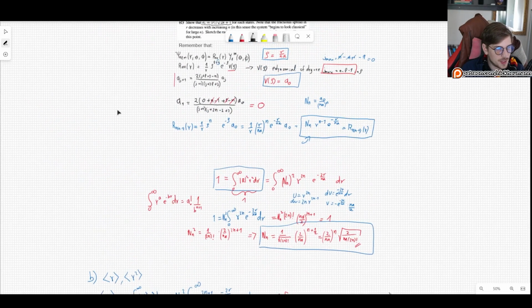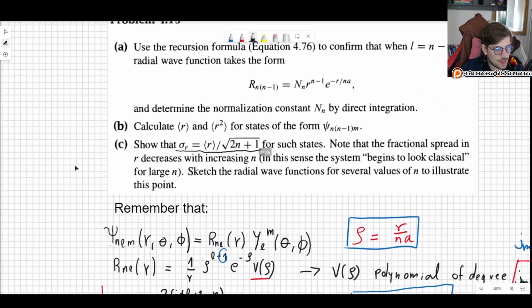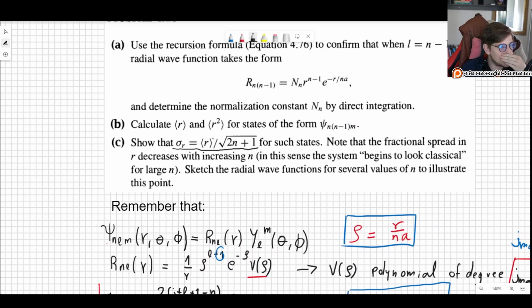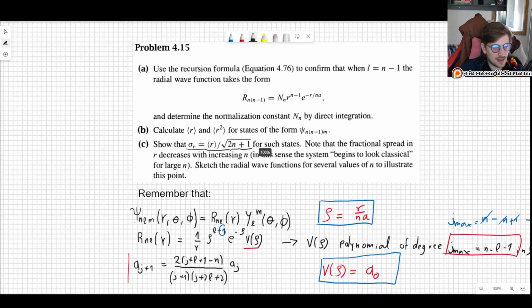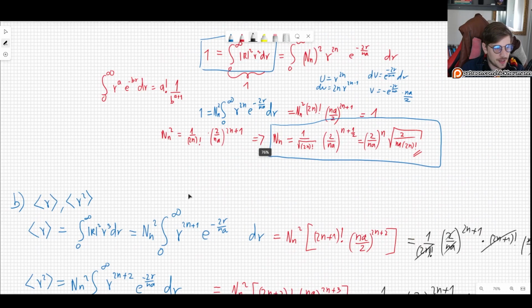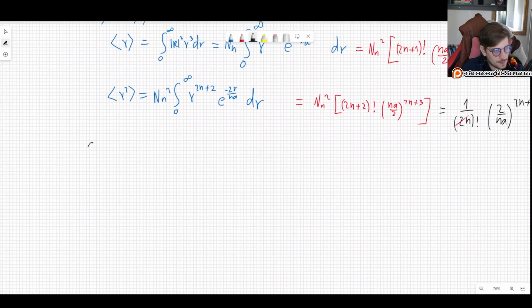Now in part C, what we want to do is show that the uncertainty in r is going to be the expectation value of r over the square root of 2n plus 1, and we will then analyze it a little bit and sketch some radial wave functions. So, part C, we want to find the uncertainty in r. So how do we find the uncertainty? Well, here we have the expectation value of r squared minus the expectation value of r, squared, and this inside of a square root.